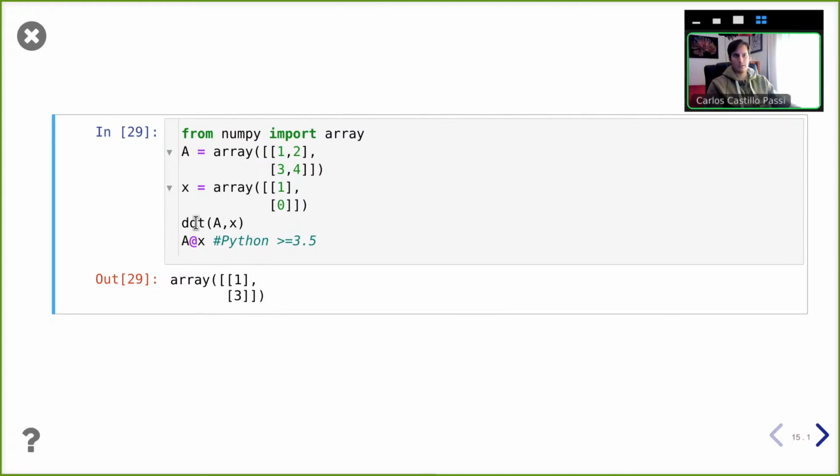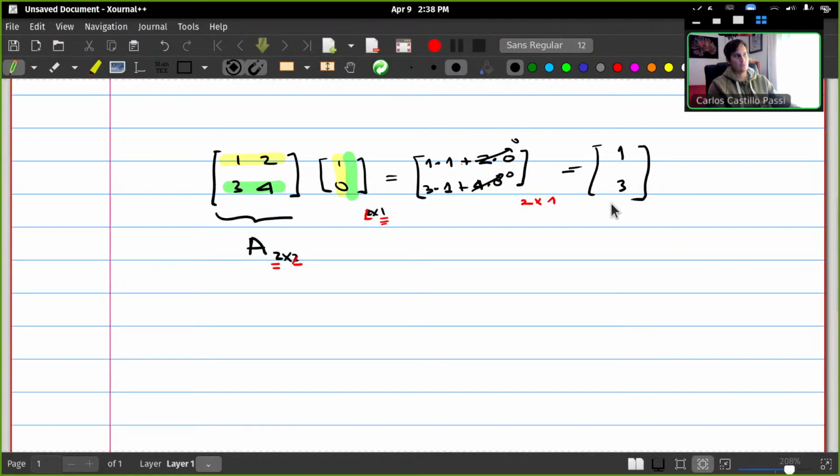If you see here, I'm doing the matrix vector multiplication in two ways. One with the dot function, and another one using this. This @ symbol is the same as the dot product in Python, but this only works for Python greater or equal to 3.5. And if we see the result we did by hand, we obtain the same, 1 and 3.